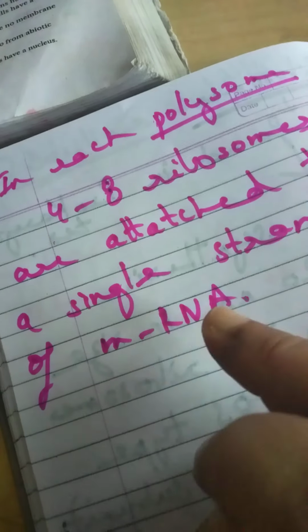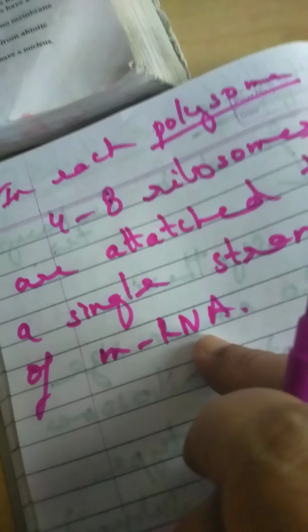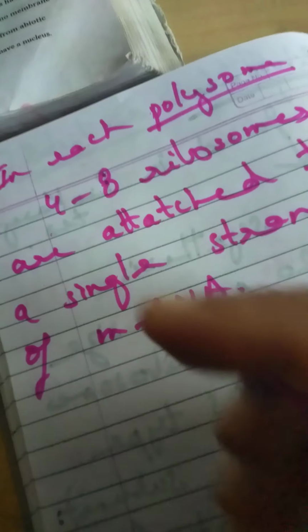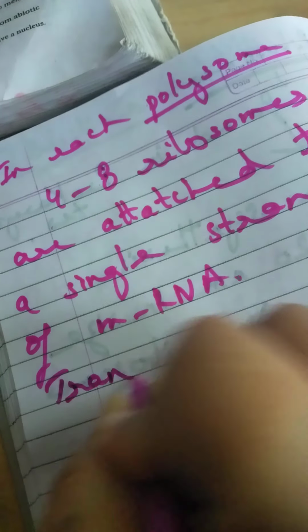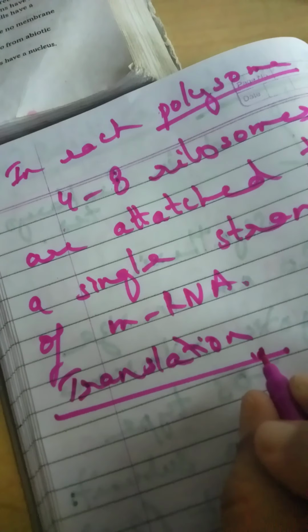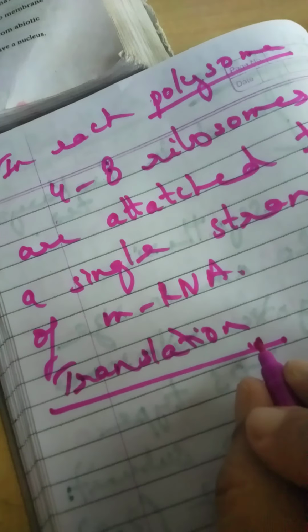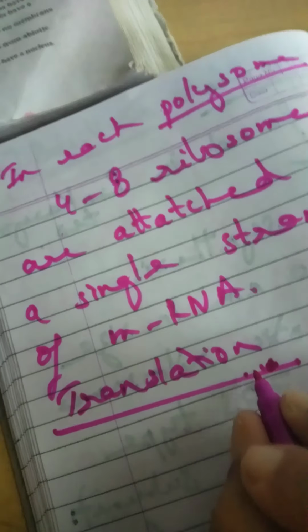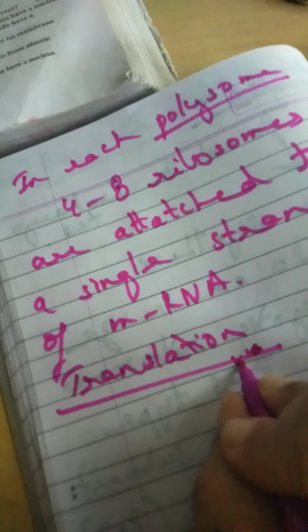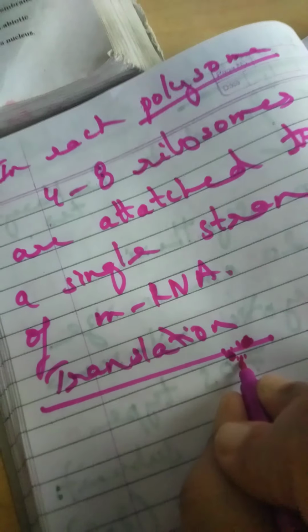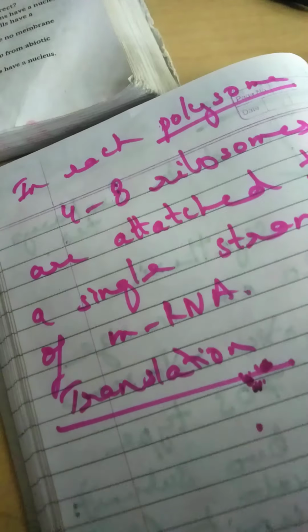The ribosomes of the polysome help in translation. What is this translation process? Translation is the process of formation of protein from the messenger RNA. So the ribosomes of the polysome help in the translation process. Okay, so this is about the ribosome.